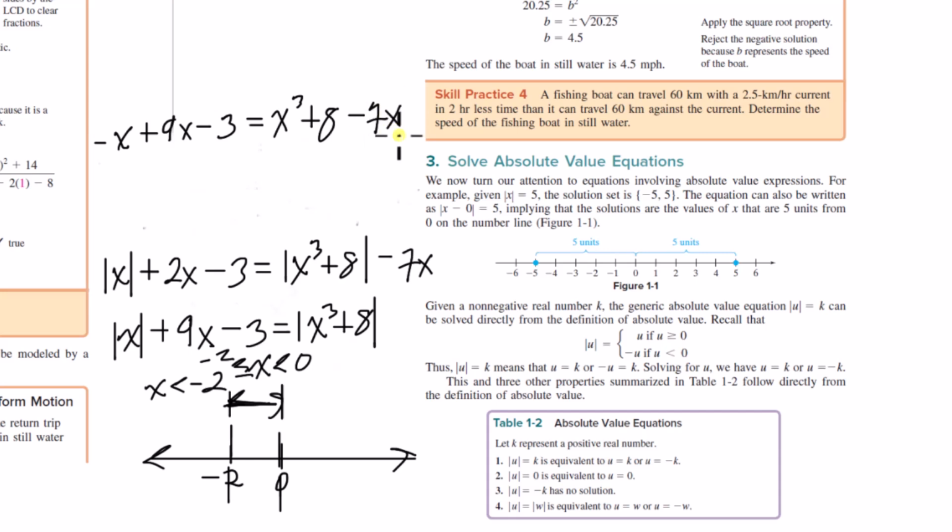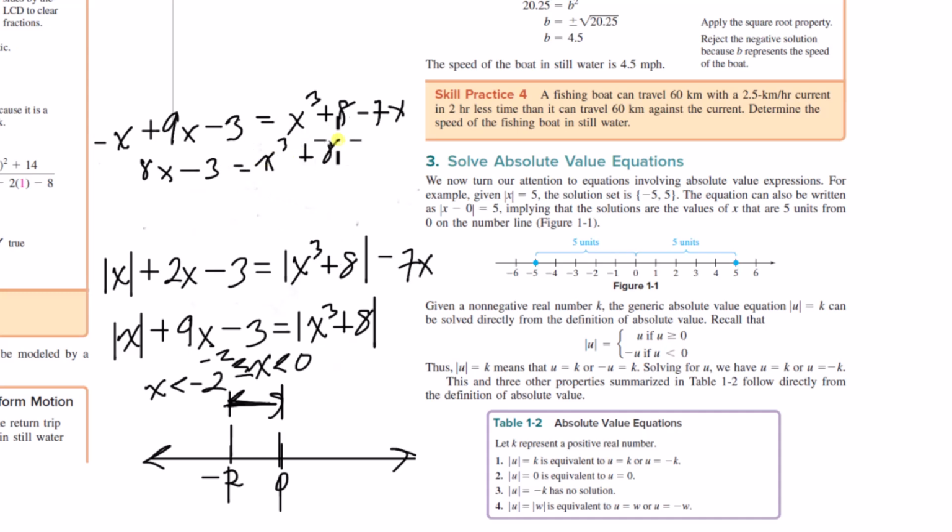Or no, wait, what? Let's see. Plus 2x. Oh wait, I had that right. So okay. Okay, so minus x plus 9x is 8x. Okay, let's subtract 8x from both sides and add 3 to both sides.